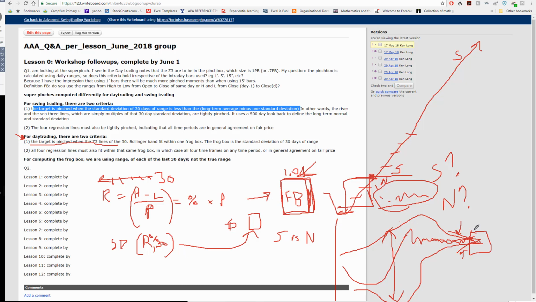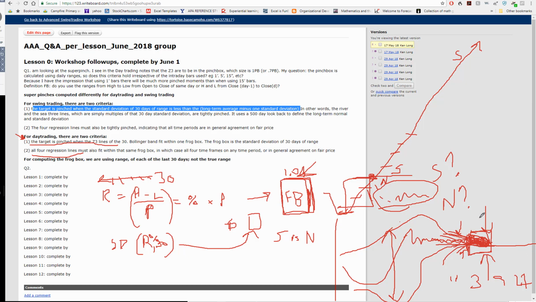When the width from Z3 to Z3 all fits inside one frog box, that is pinched. And now to get super pinched, all 4 of our regression lines, the 10, 30, 90, and 270, all of those have to fit inside that same frog box too. So when you look at this, this is just a mishmash of colored lines that are overlapping and all that stuff. And when you see that, what you can say is that for this one bright shining moment, everybody agrees that this price level is correct. Everybody believes that price level is correct.